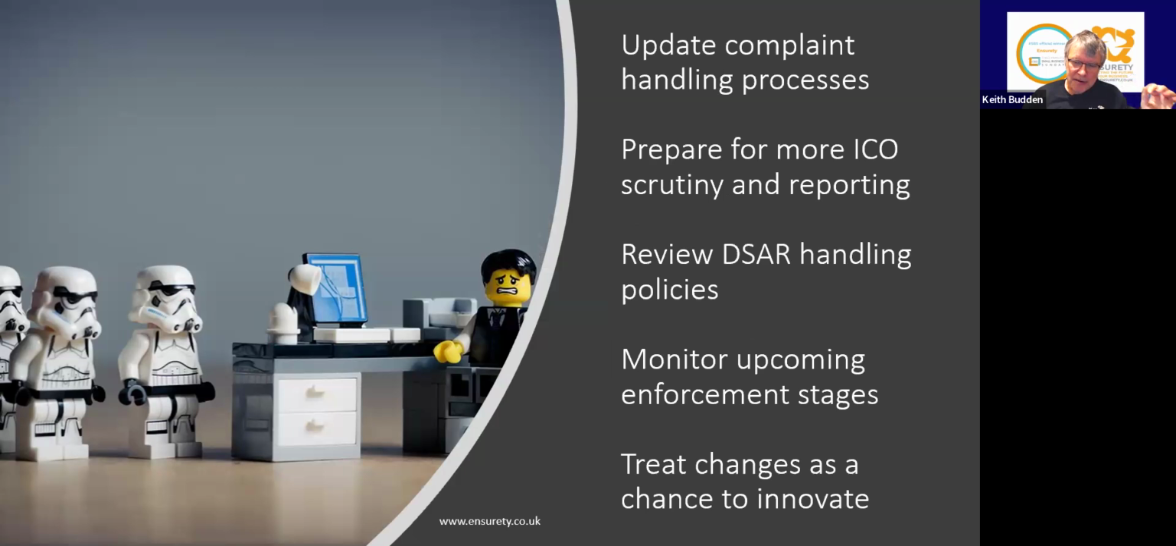I think the important thing to say is it's not just about compliance, it's about opportunity. By getting ahead now, you can position your business as being trustworthy and efficient, and a strong compliance posture can be a real competitive edge. So what you need to do is you need to update your complaint handling processes, or I suspect in lots of organisations actually create your complaint handling processes. Prepare for more ICO scrutiny and reporting, because there is going to be more, that's for sure.